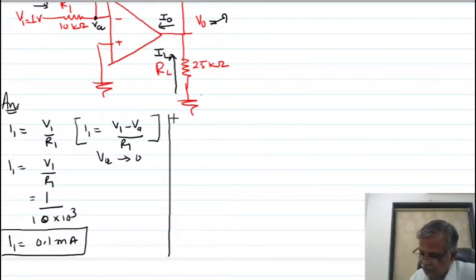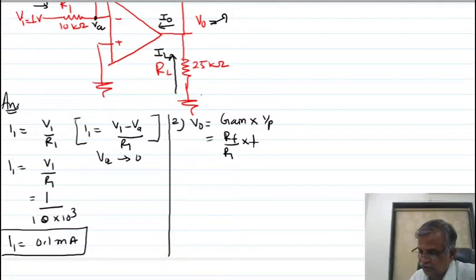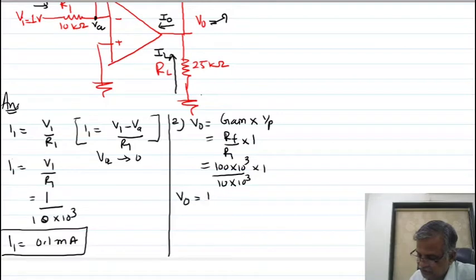Now let us calculate the second. What is VO? VO is nothing but the gain multiplied by input. What is the gain? RF by R1. Input is 1 volt. RF is how much? 100 kilo ohm. R1 is 10 kilo ohm. This is 10, so the output is 10 volt.